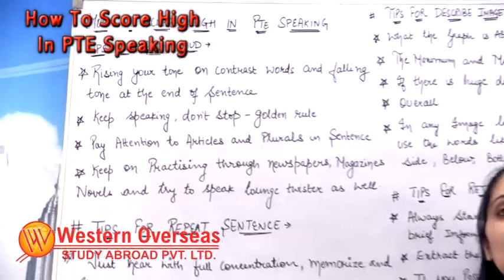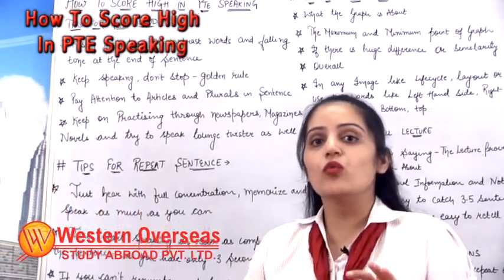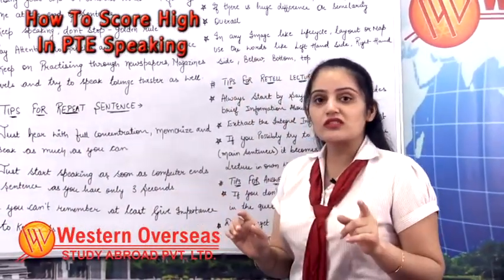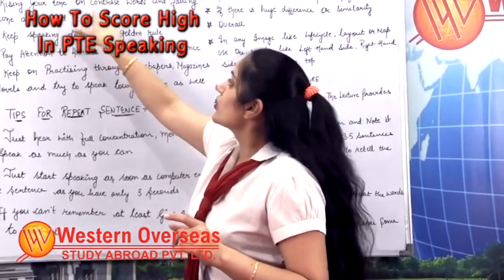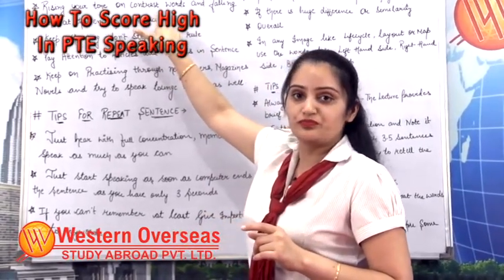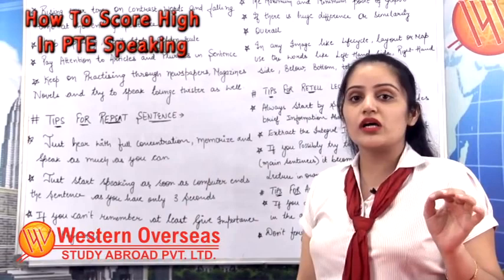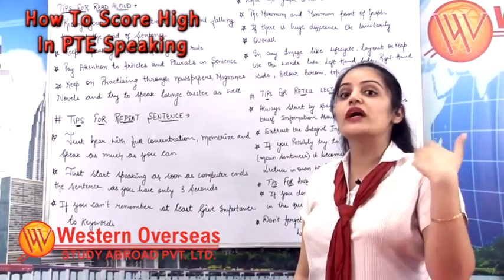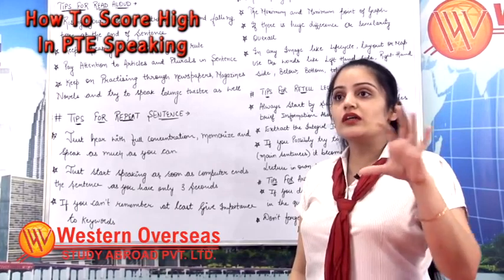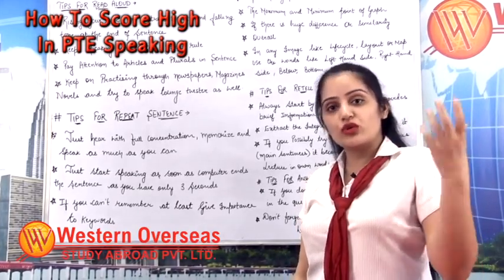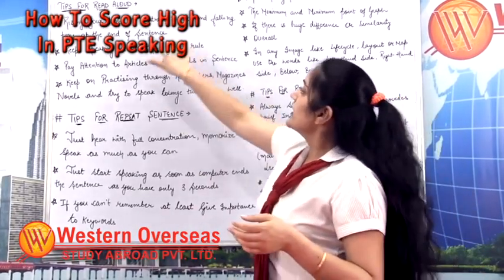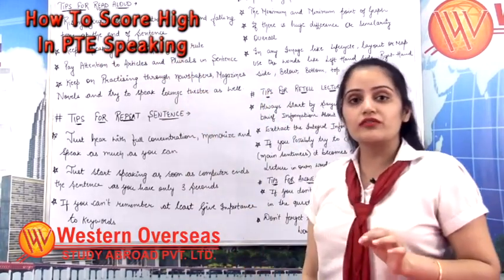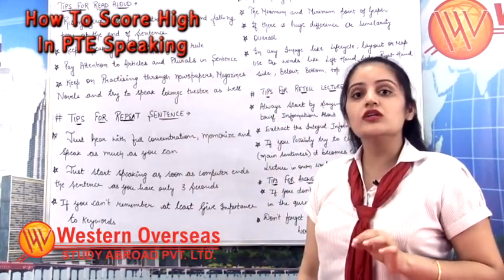So in the read aloud portion, the first thing a student must take care of is raising your tone on contrast words. Raising your tone on contrast words means that on words which are the typical ones, the difficult ones, you have to raise your tone, and use a falling tone at the end of the sentence. This is the most effective tip for read aloud to get high scores.